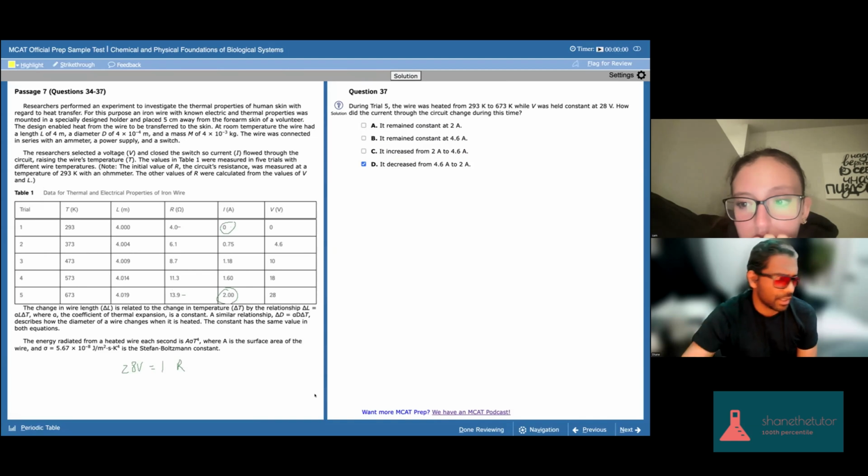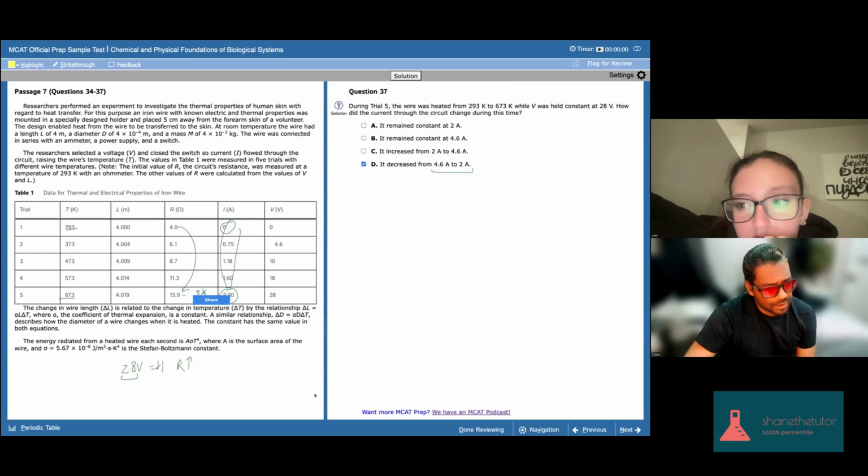I'm unsure of these values, but it seems like the resistance from 293 to 673 goes up by 3 times, right? And if this is held constant and the resistance goes up by a factor of 3, my guess would be that the current should go down by a factor of 3, perhaps. And so this isn't really, like, it's smaller.